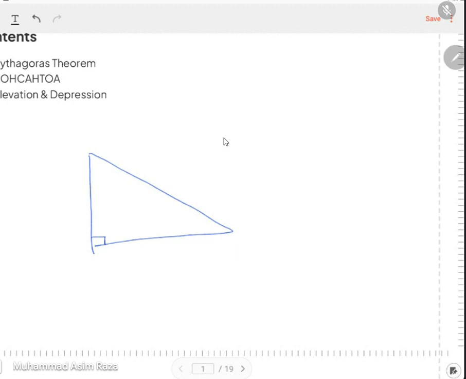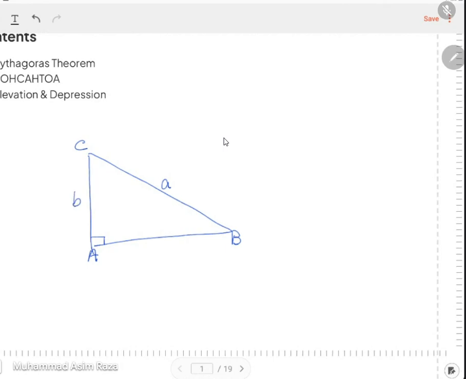is 90 degrees. This is side A, this is side B, and this is side C. So the side which is opposite to A is small a. The side which is opposite to B is small b. And the side which is opposite to C is small c.